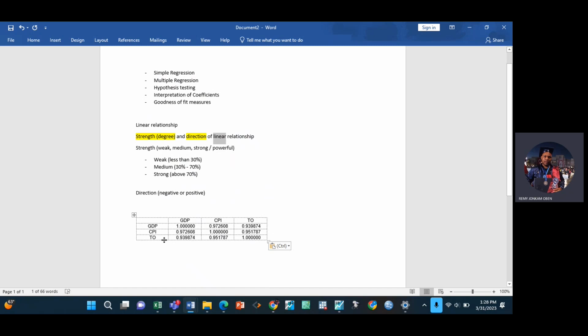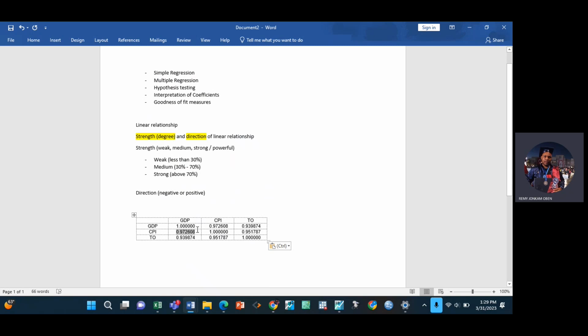So there are three things you mention: the strength, the direction, and the fact that it is linear. Is it strong, positive, linear, or is it weak, negative, linear? It can be weak, negative, linear, or it can be strong, positive, linear. I don't know, but you understand what I'm trying to say.